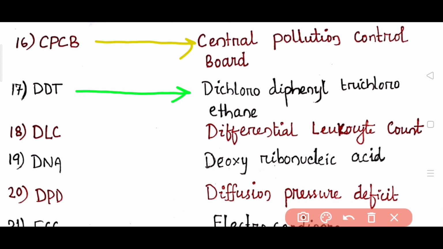Then DDT. The full form of DDT is dichloro-diphenyl trichloroethane. It has proven our most effective weapon by killing the Anopheles mosquitoes that spread malaria.